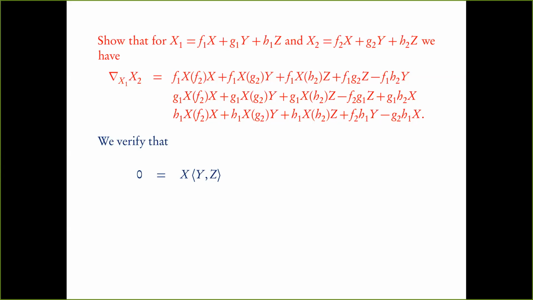If it's both, then we know that it has to be the Levi-Civita connection, and we know what that is, right? So let's see what happens. If I take the vector fields y and z, the dot product is 0, because y is del by del x2 and z is del by del x3. The dot product is 0. So if you differentiate 0 with respect to x, that's still 0.